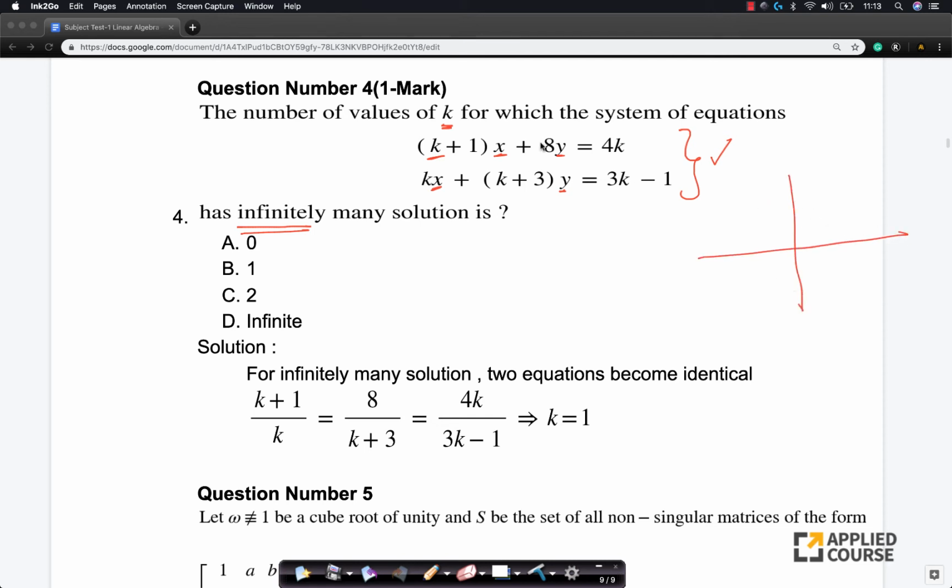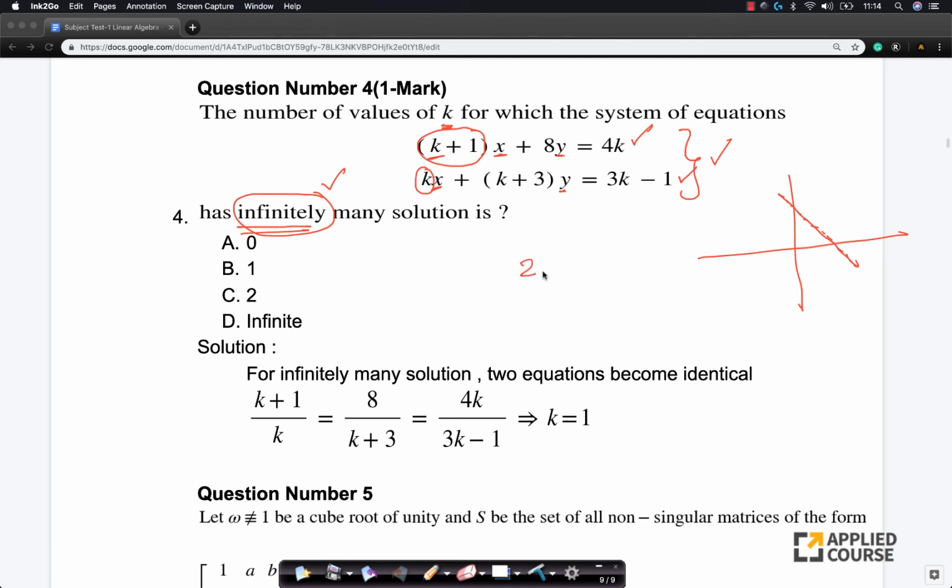These are 2D equations, so I can think of them as lines, right? I can think of this as a line and I can think of this also as a line. And if these two equations of lines have infinitely many solutions, what does that mean? It means both these lines are fully overlapping on one another, right? These lines have to be overlapping on one another.